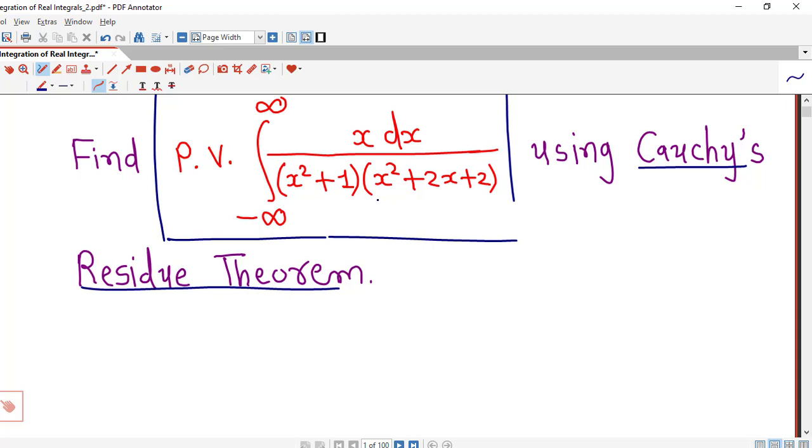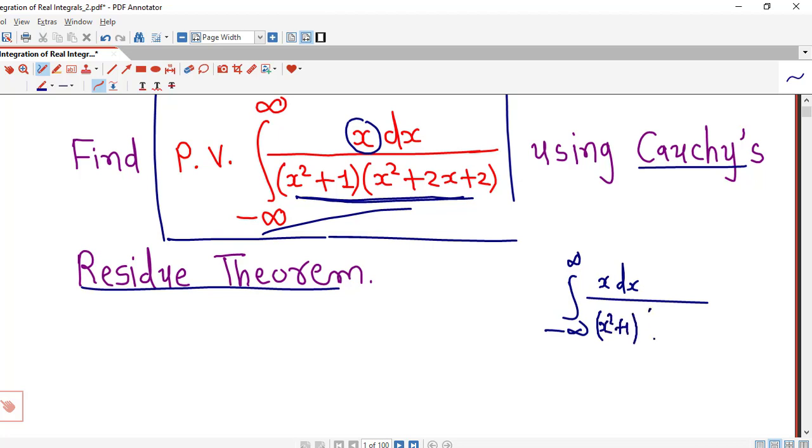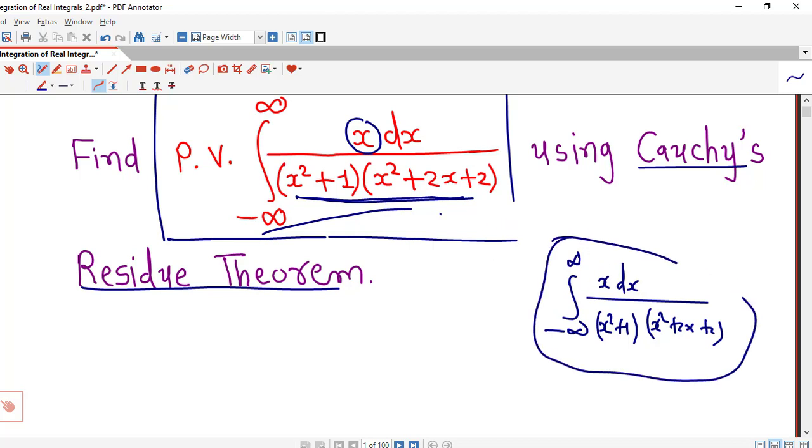Also, we know that if the degree of the denominator is at least 2 larger than the degree of the numerator, and if this denominator is non-zero for every x on the real axis, then this improper integral is convergent, and its Cauchy principal value and its value of integral will be the same. So the value of this improper integral will be equal to its Cauchy principal value if it is convergent. Sometimes they can ask you to find the value of this improper integral also, and because here the degree of the denominator is at least 2 larger than the degree of the numerator, this improper integral is convergent.